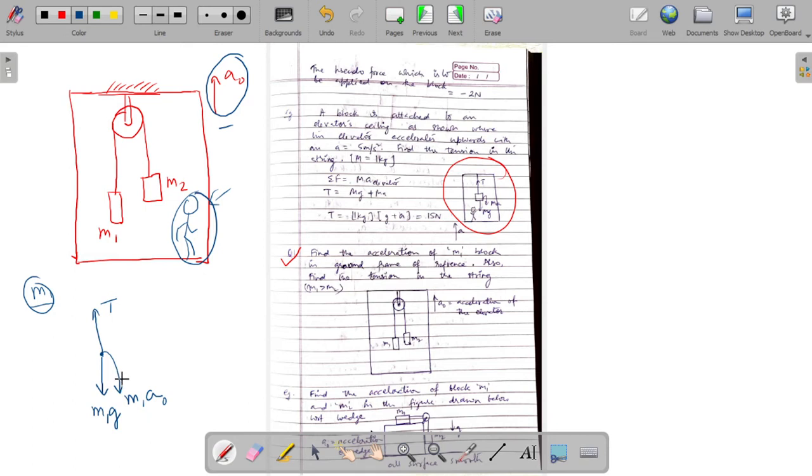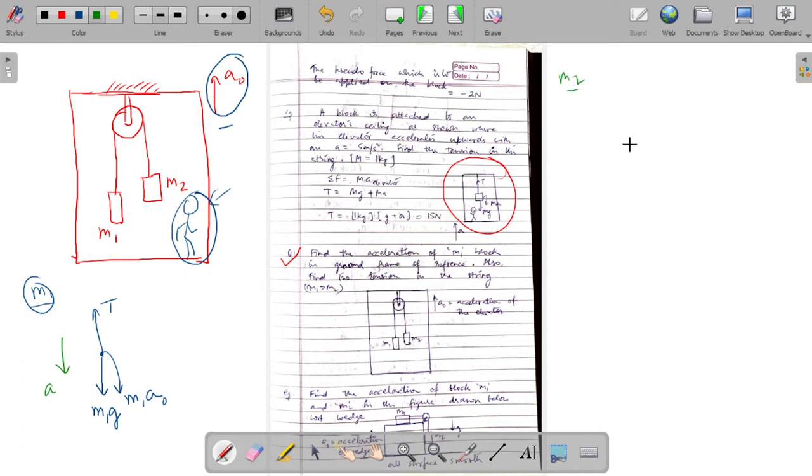So after applying this pseudo force, now let us think about what would be the acceleration of this mass m1. So the acceleration of mass m1 can be considered in downward direction. Let's say it's moving in some downward direction. Let's say that acceleration is a. And now let us talk about mass m2.